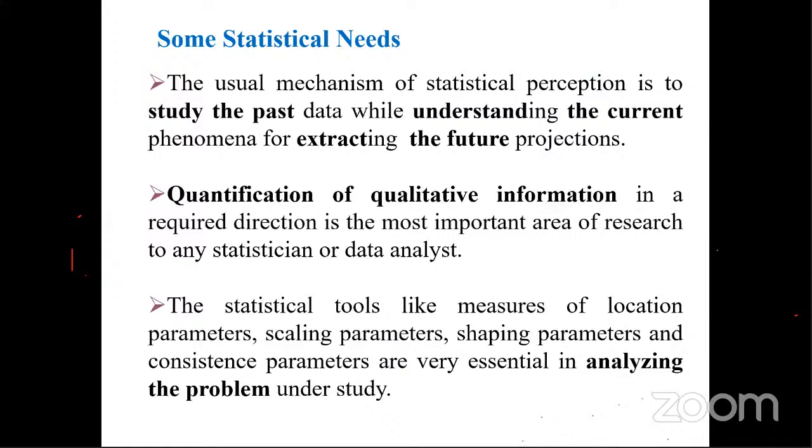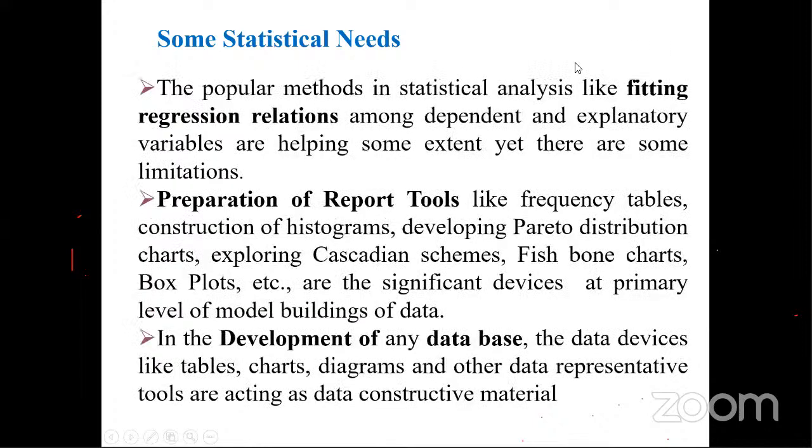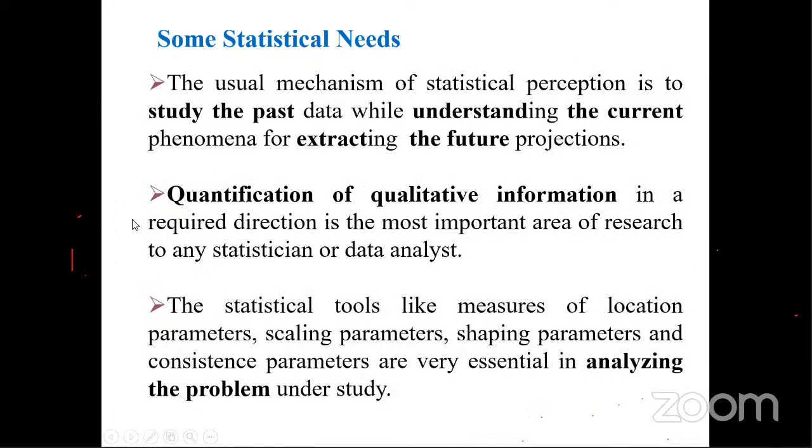The first point here: when we want to predict future things using past data, that is also possible with statistical modeling. Statistical modeling is what we actually do here. And these things are very important for any of the social scientists. So, quantification of qualitative information. It is very important how you quantify the qualitative information.